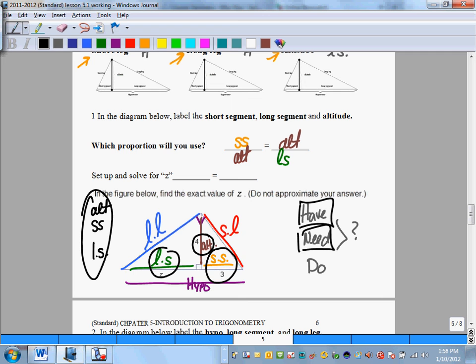Okay, now we do physical pickup. Our short segment here, we physically pick up that number is 3. Stay with me. This isn't hard. Altitude is 4. Altitude again is 4. Our long segment we do not know is Z. Cross multiply and solve. If it's a fraction, leave it as a fraction. What's the answer? Cross multiply and solve.